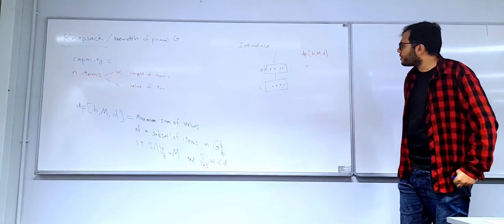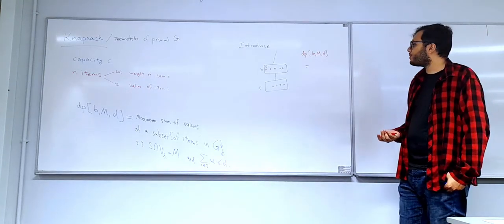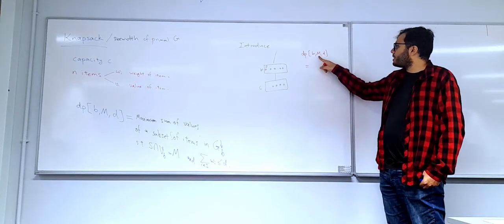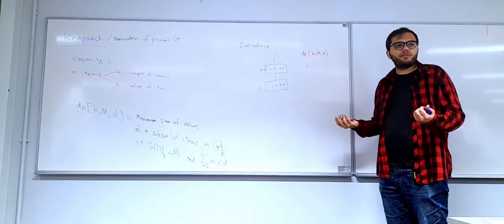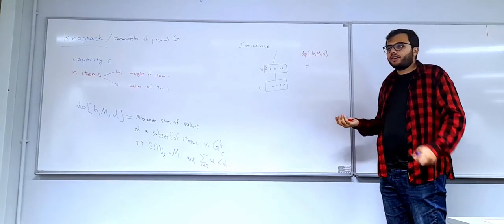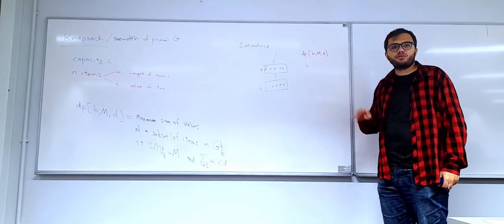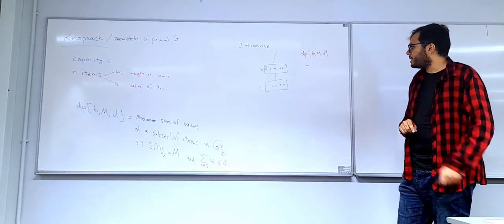Okay, so first of all, I have to do some sanity checks, right? So first of all, if the sum of the weights of the items in M is already larger than D, then I can't do it, right? And then I would, again, just set this DP value to minus infinity to show that this is impossible. Okay, so that's the first sanity check.